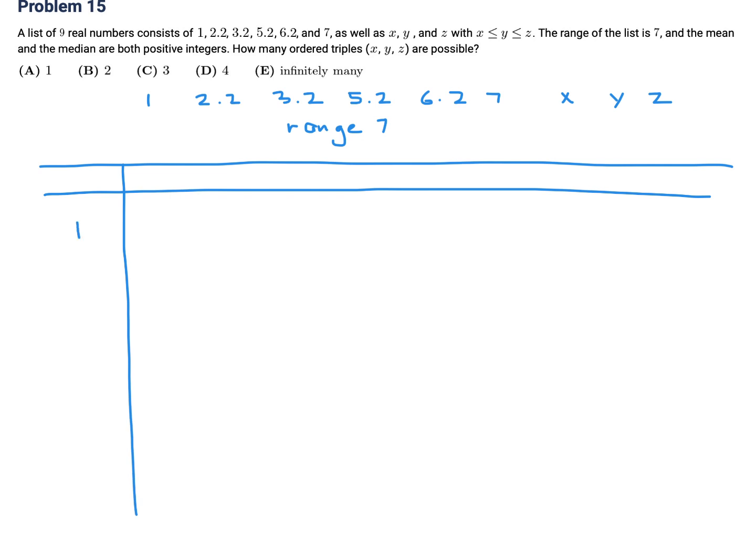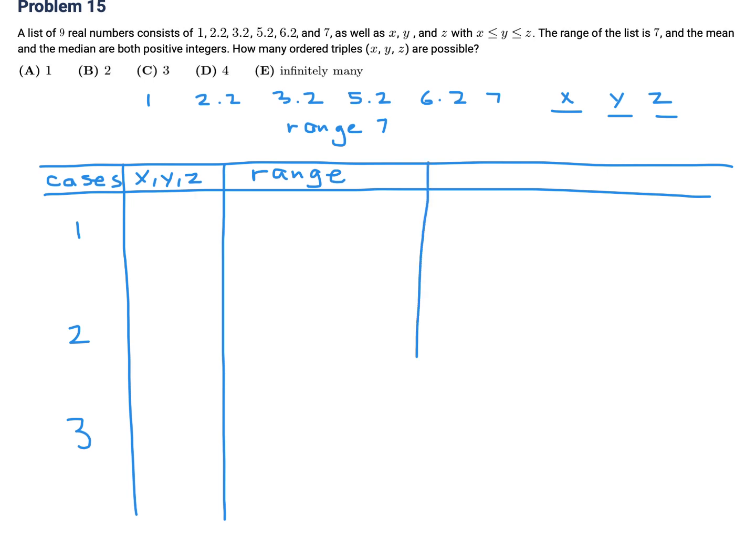I'm not sure how many cases we have, but let's start with 3. Because there's 3 variables here, and each of these we're going to have to make a decision as to where they go. And then we have x, y, z, that triple that we're going to have to figure out. And then the range, of course, that has to be figured out. And then the mean, a lot of things here.